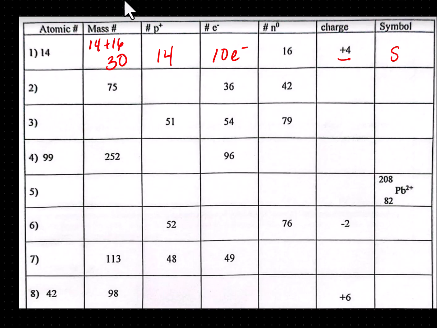This is silicon, charge of 4 plus, 30 over 14. It is an ion, and the mass numbers don't match, so it's an isotope.